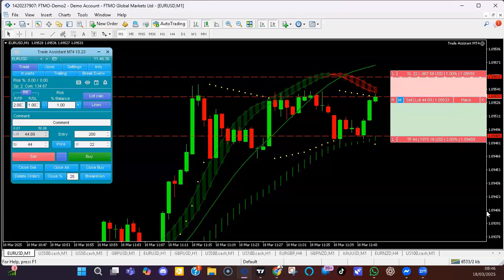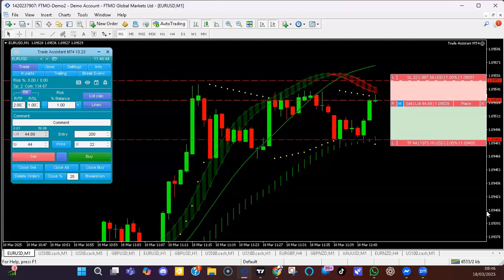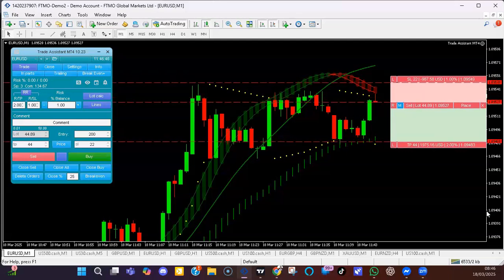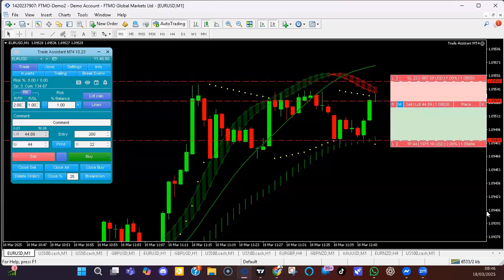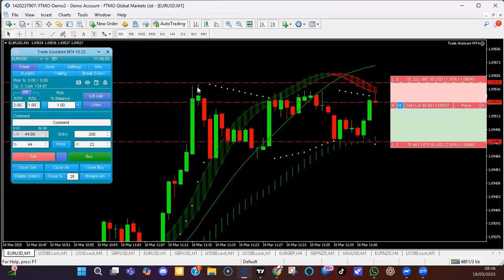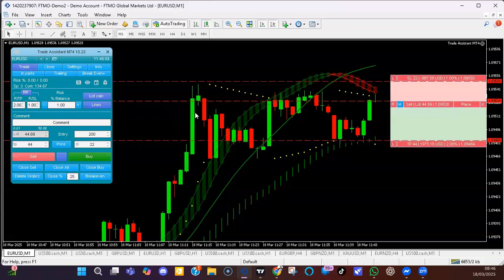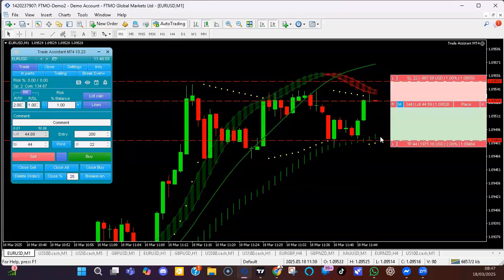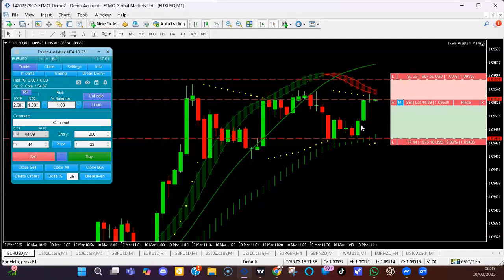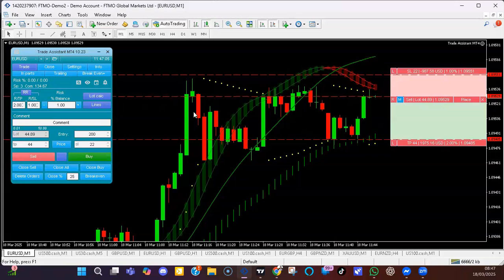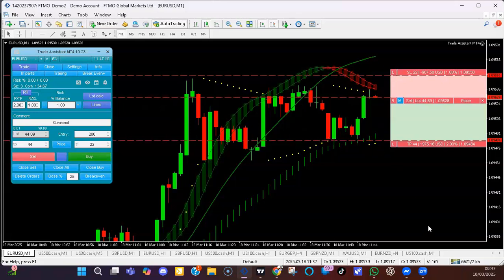And as you can see, that parallel SAR has flipped down again. So maybe on a bit more of a buy. But this whole area here is price resting while it's picking up orders, buy or sell orders. And when it's picked up enough of either one or the other, that's when they make the move.